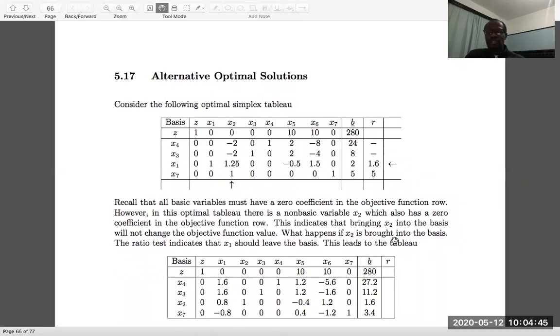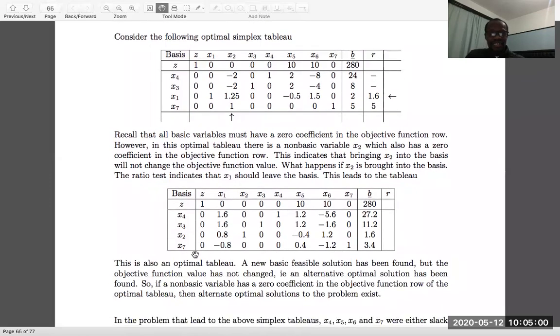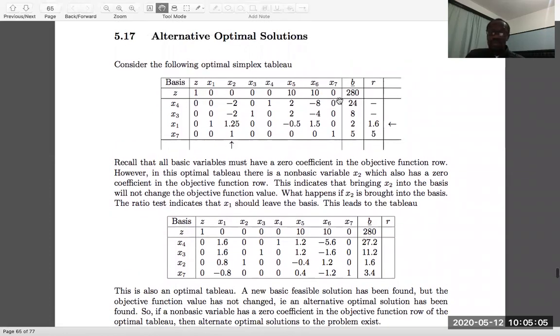What happens if x2 is brought into the basis? The ratio test indicates, if we're taking x2, we look for the smallest number here, so we're going to make this 1 and everything else 0 in that row. Of course, this was already an optimal solution. We can read the optimal solution: z is equal to 280, x1 is equal to 2, x3 is equal to 8, x5 is 0, x6 is 0, and x7 is 5, right?